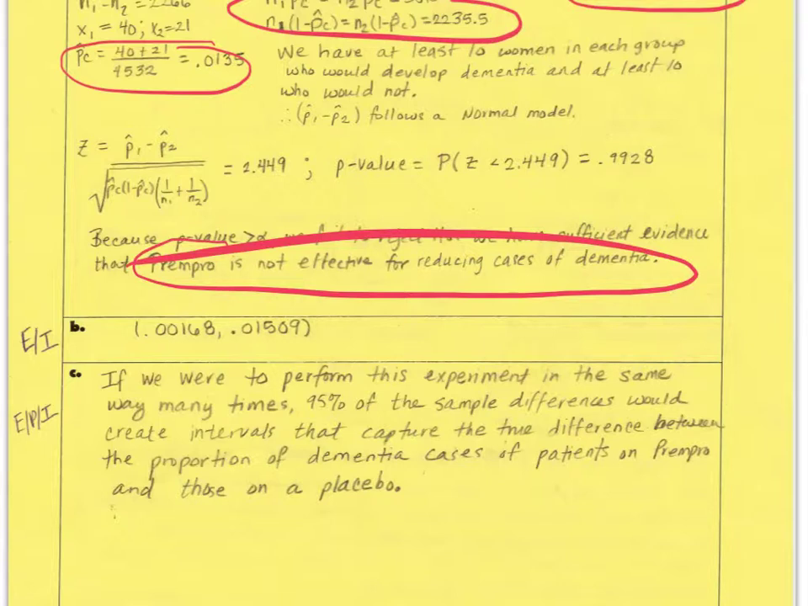In Part B, you were just supposed to report the confidence interval. Many of you went through the process of verifying conditions and showing the formula, but pay attention to your verbs and just report it. Just give it to me.